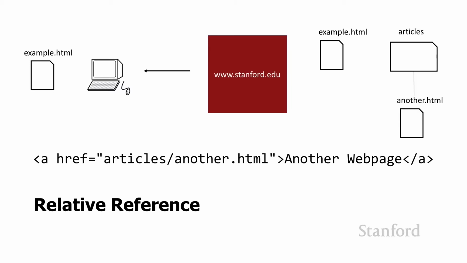Now, it is possible to have different folders. So if I am viewing example.html and on the server it's located in a directory or folder that has a second folder or directory, and folder and directory are synonymous, and that folder's name is articles, and the articles folder has a file called another.html in it, then I can use a relative reference here. I can say articles/another.html. The articles slash, with a slash immediately after it, indicates that that's a directory or a folder.